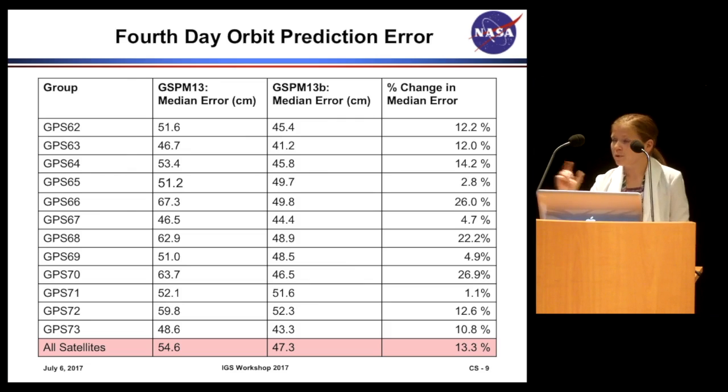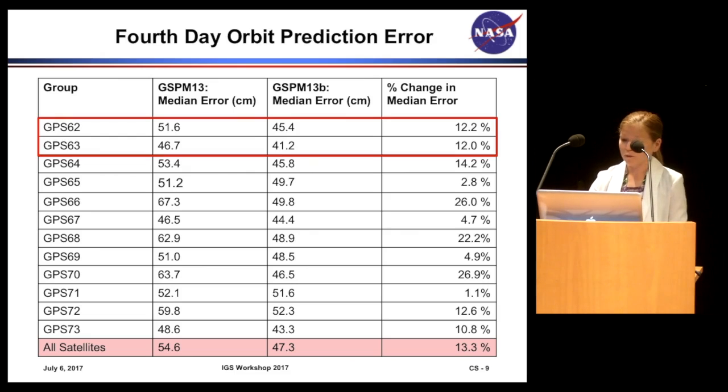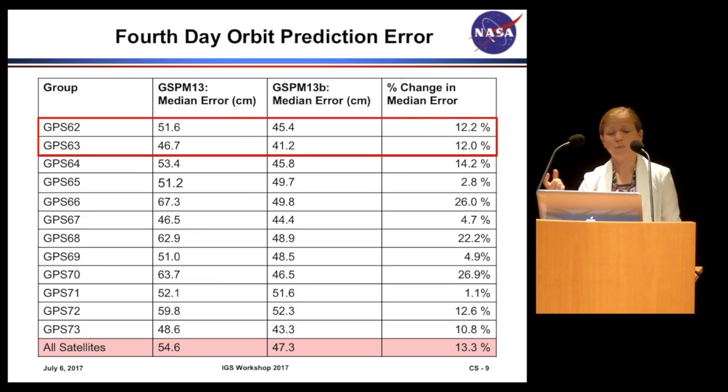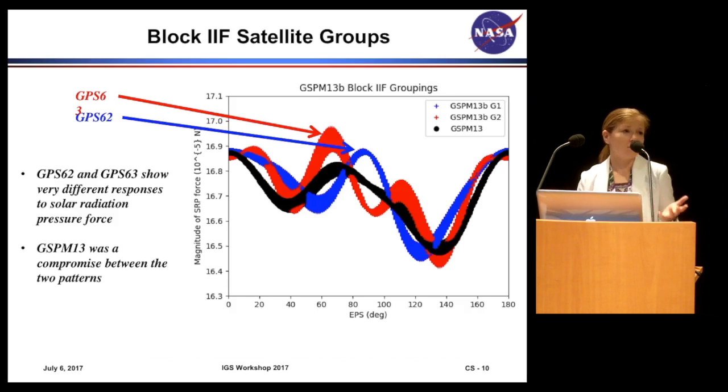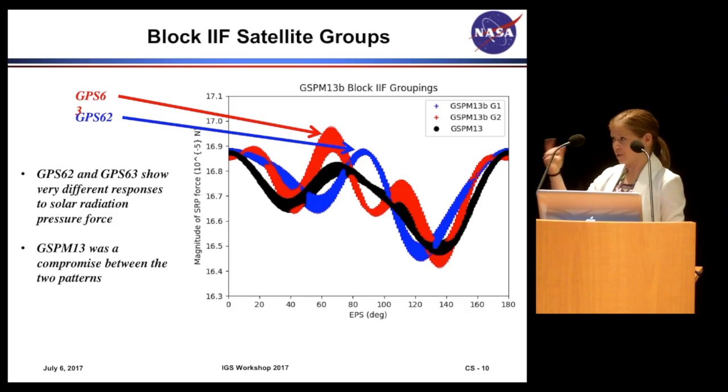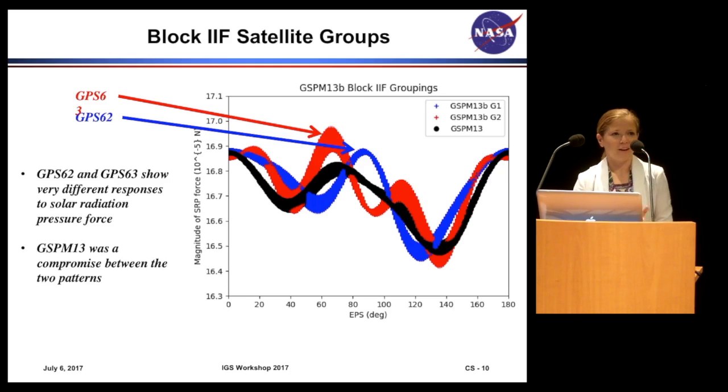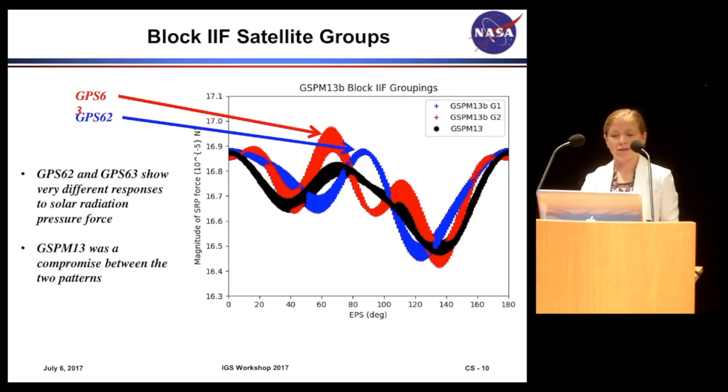So I mentioned earlier that we only used 62 and 63 in GSPM 13, and we noticed that even though they were the basis for that model, they still both improved by about 12%. But if we look at what those two satellites, they're each actually in their own group, what they look like, you see that they are representative of the two variations that we had in that SRP force as a function of the EPS angle. So it was really a bit by luck that we got the model that fit all of the satellites decently well, but didn't do a particularly great job for any individual satellite.